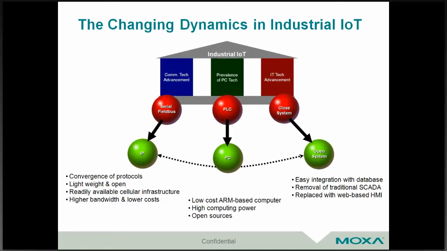So, in a very quick summary, the advancement in communication technology, the advancement in IT technology, and the prevalence of PC usage are the three major forces that are driving the industrial Internet of Things.